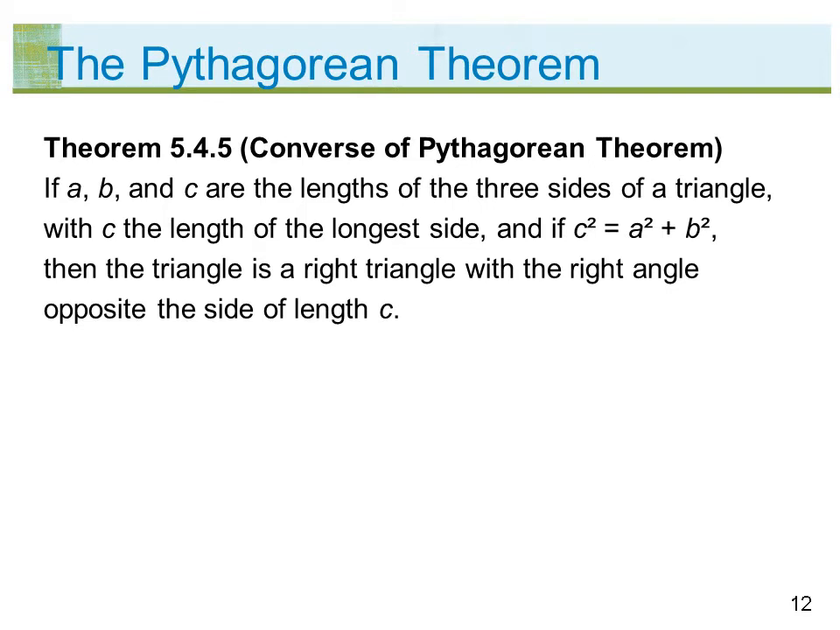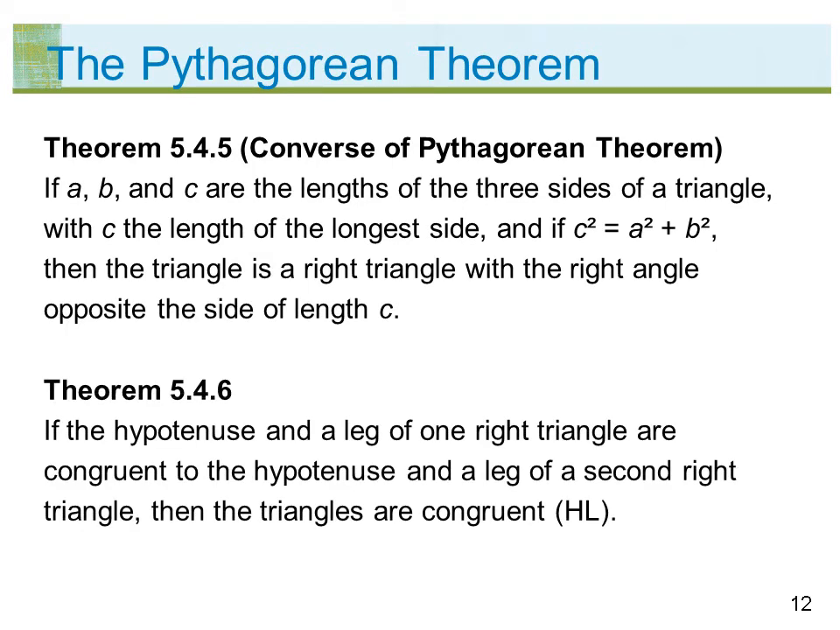If a, b, and c are the lengths of the three sides of a triangle, with c the length of the longest side, and if c squared equals a squared plus b squared, then the triangle is a right triangle with the right angle opposite the side of length c. Theorem 5.4.6: If the hypotenuse and a leg of one right triangle are congruent to the hypotenuse and a leg of a second right triangle, then the triangles are congruent. HL.